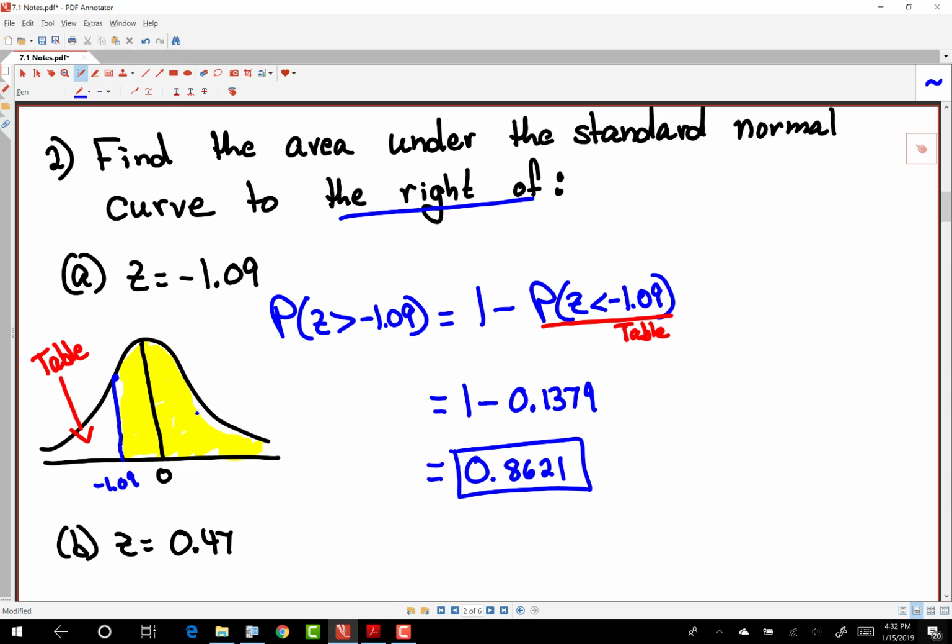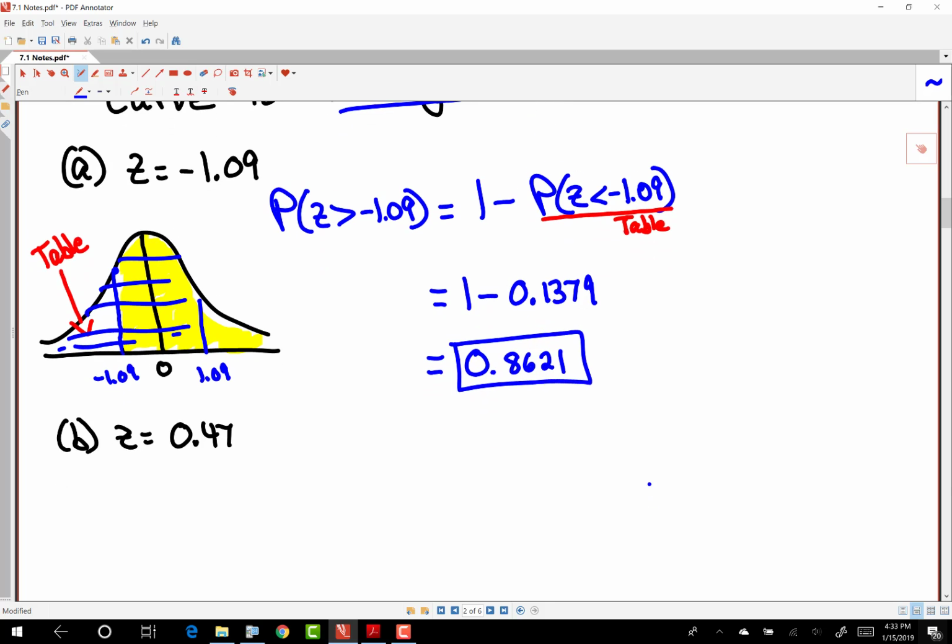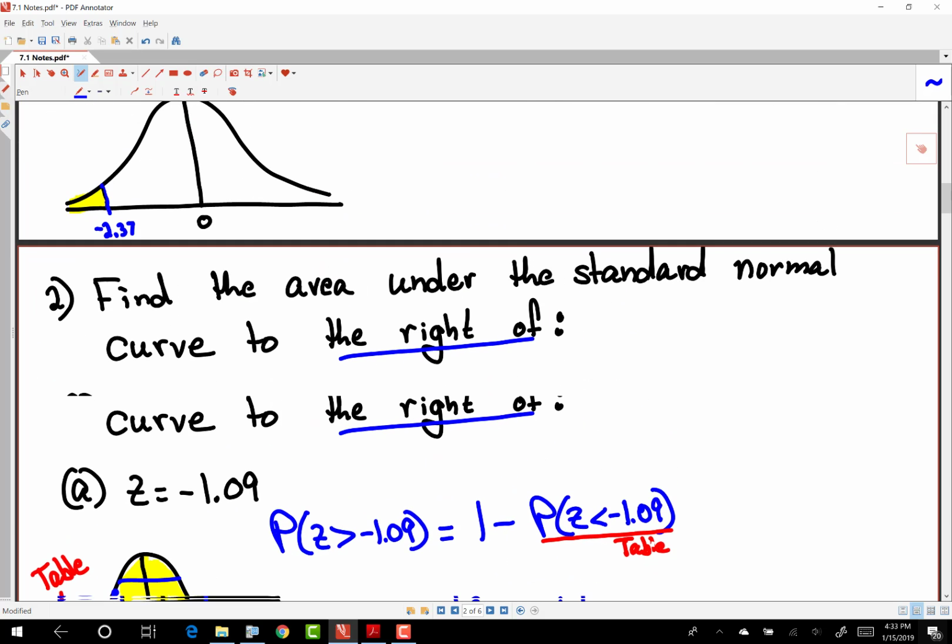So if you found the area to the left of positive 1.09, that would be this area here. That's equivalent to that yellow area. I usually still just do it with the 1 minus. Okay, let's do one more that's to the right.